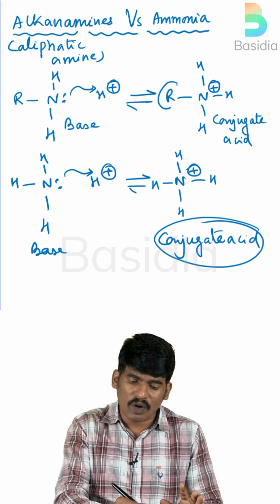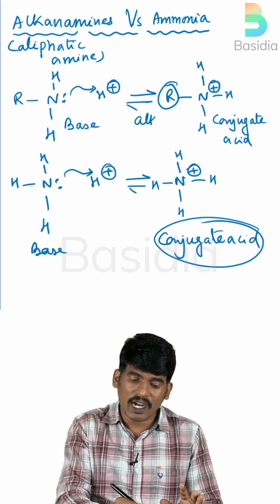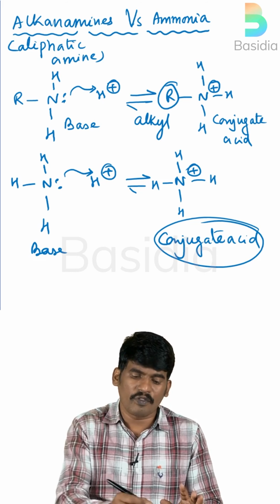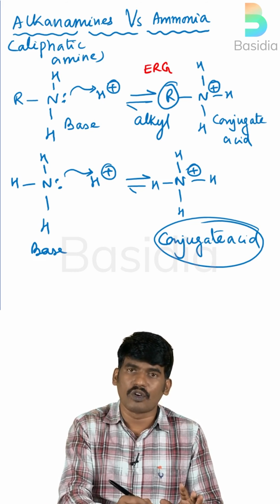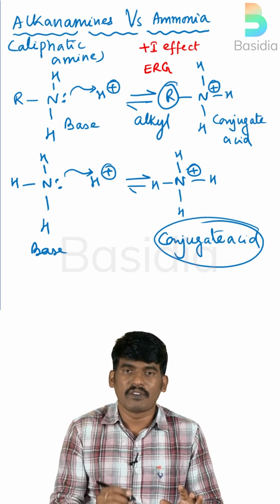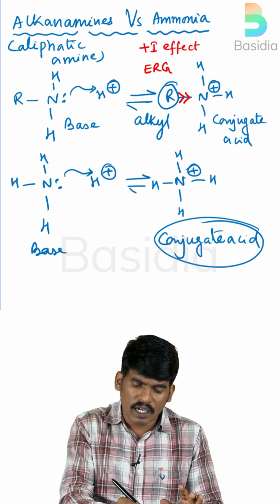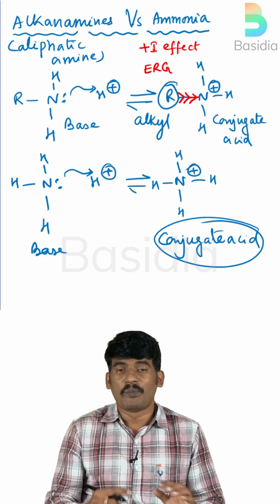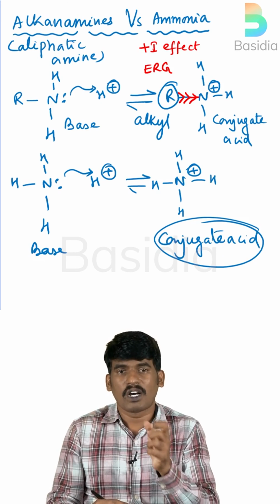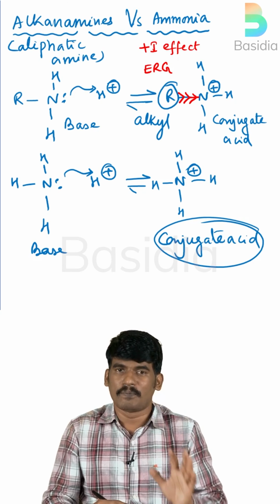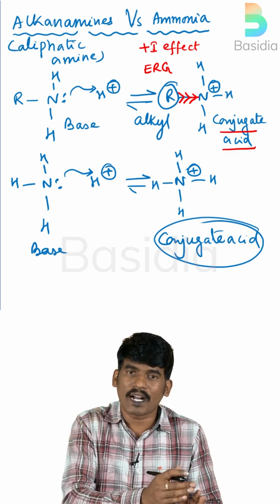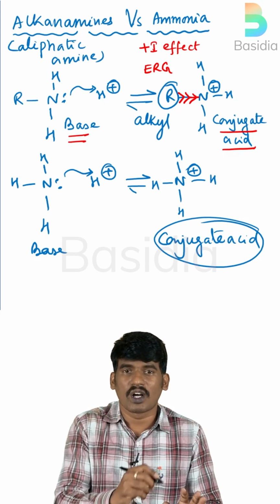But it is connected to R. R means alkyl group. Alkyl group is an example of an ERG, electron releasing group. It operates a plus I effect, positive inductive effect. So it donates its electron density to nitrogen. By that, the nitrogen's electron deficiency can be fulfilled up to some extent. By that, this conjugate acid becomes stable and there is no backward reaction, hence the base is stronger.